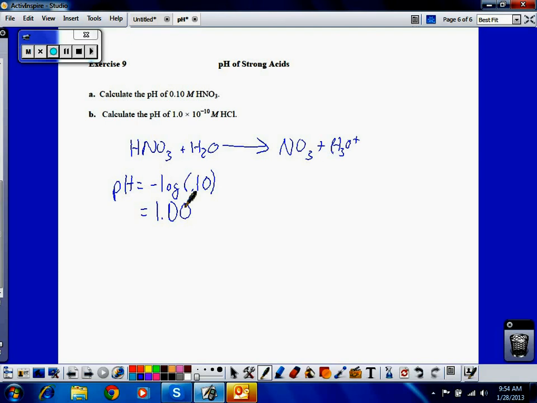For B, the pH of this 1 times 10 to the negative 10th molar HCl solution, pH of that solution is going to be equal to the negative log of 1 times 10 to the negative 10th. So the pH is going to be 10.00.